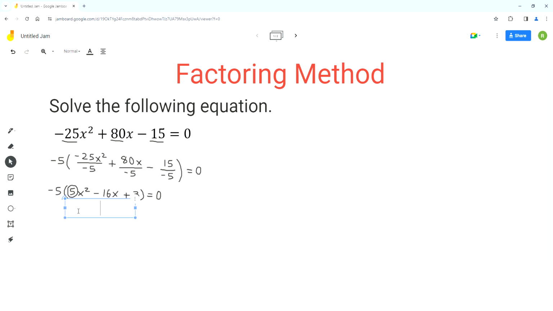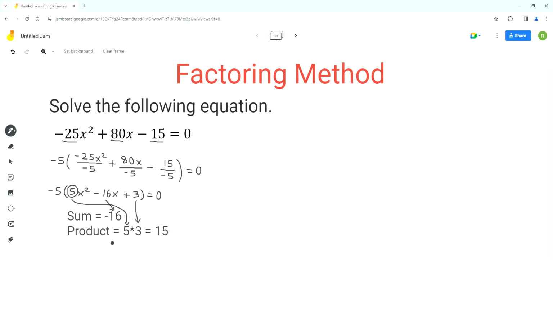So we have to find two numbers whose sum is -16, that's the coefficient of the x term, and whose product is 5 times 3, which is equal to 15. This is a very important concept you need to understand and memorize. The sum is the coefficient of the x term, and 5 and 3 are the coefficients of the x squared term and the number term in the trinomial.